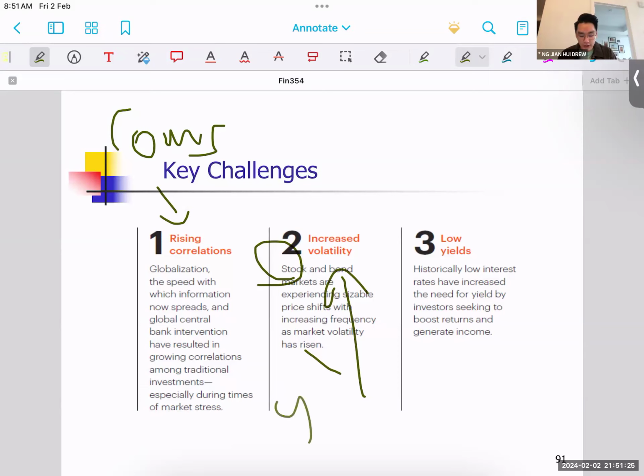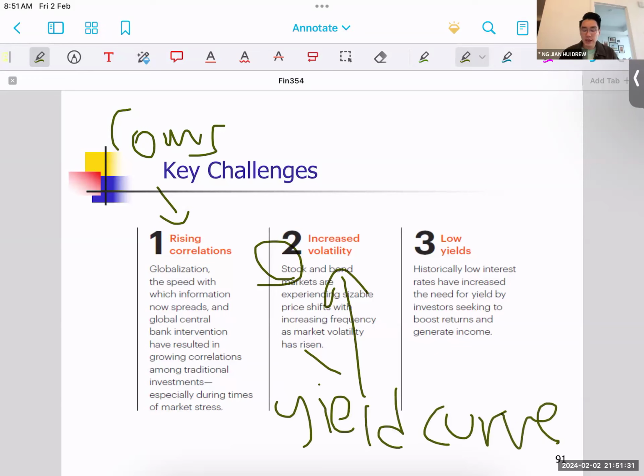The bond yield curve. If you're interested, I encourage you to do a quick Google search on the bond yield curve for 2023, and you'll see a very interesting diagram and explanation as well.